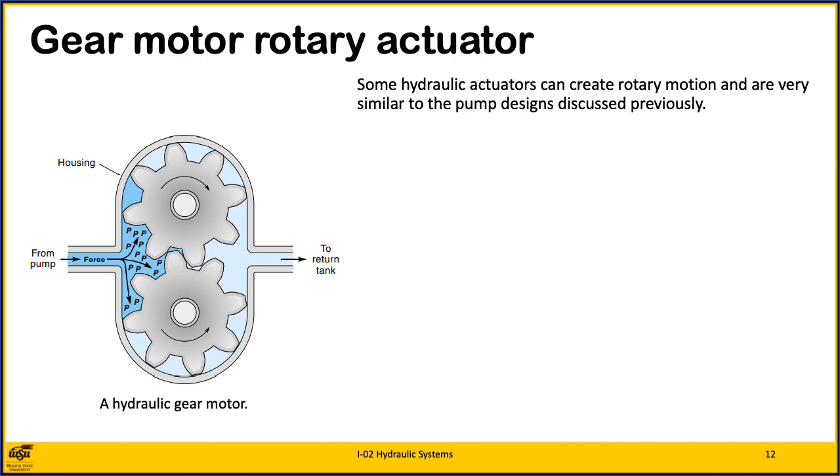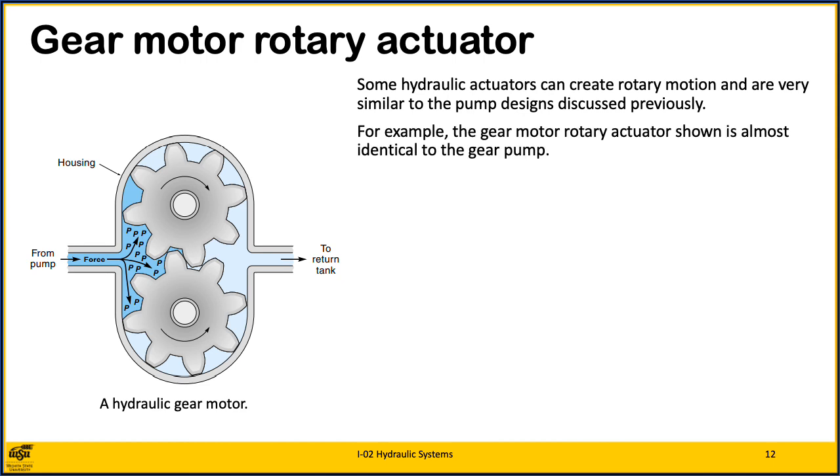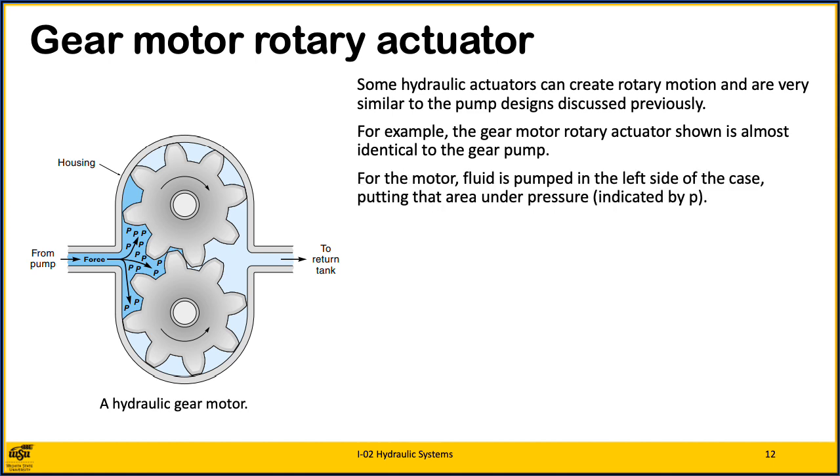Some hydraulic actuators can create rotary motion and are very similar to the pump designs discussed previously. For example, the gear motor rotary actuator shown is almost identical to the gear pump. For the motor, fluid is pumped in the left side of the case, putting the area under pressure, indicated by the small p's in the diagram.